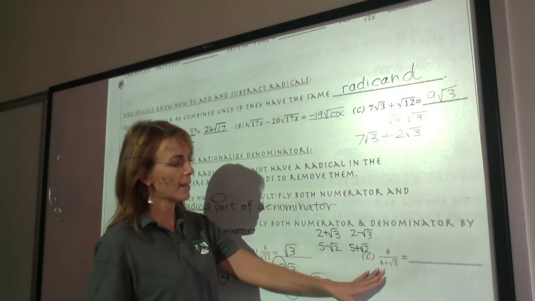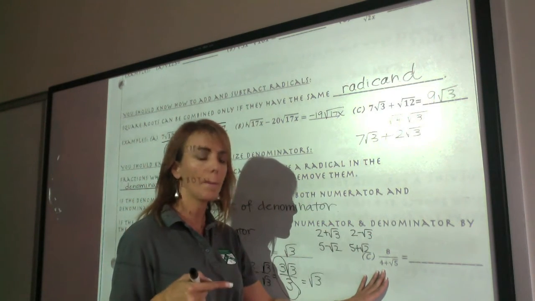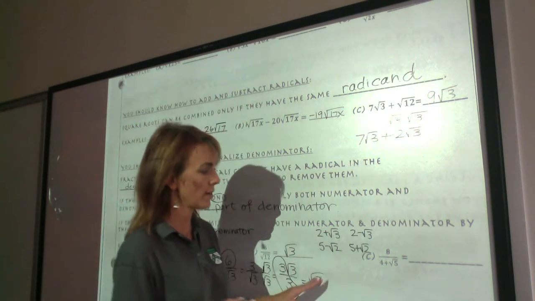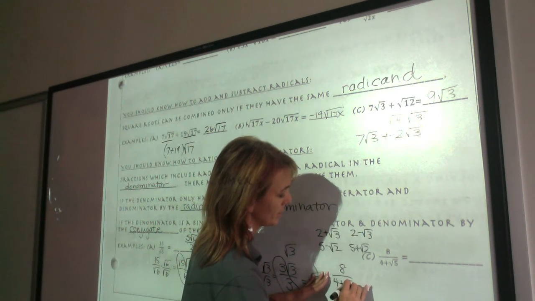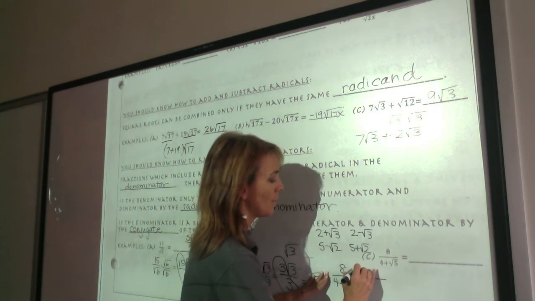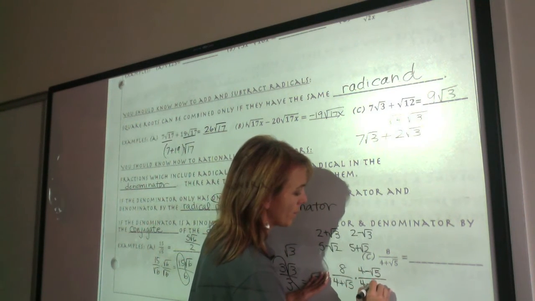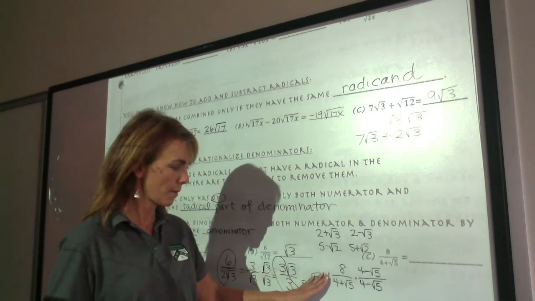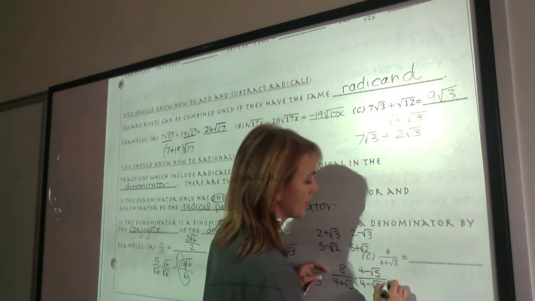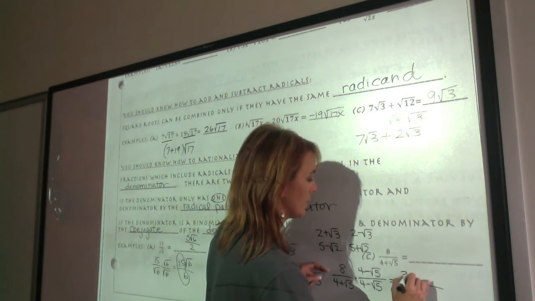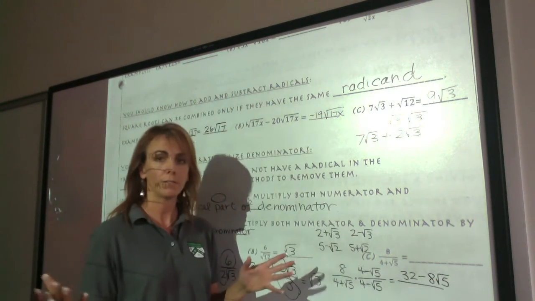So in this case, I have 4 plus radical 5, and what I want to do is multiply both the top and the bottom by 4 minus radical 5. So I'm going to rewrite my initial problem here, and then I'm going to multiply the top by 4 minus radical 5 and the bottom by 4 minus radical 5. Okay? So on the top, I'm going to distribute that 8 to both pieces. And when I do that, I get 32 minus 8 radical 5. Outstanding.